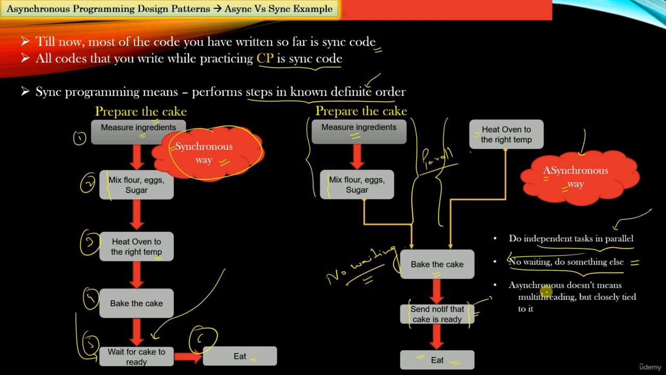And finally, asynchronous programming doesn't mean multi-threading, but it is closely tied to it. So in this course, I will show you how to write programs in which different parts of the program execute in a different order, but eventually your end result is the same as you would have got by writing the program in a synchronous way.